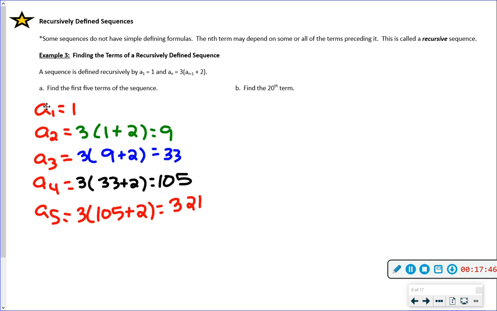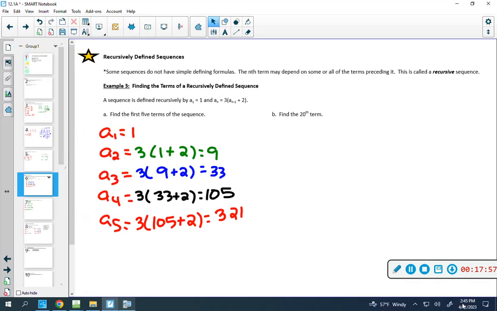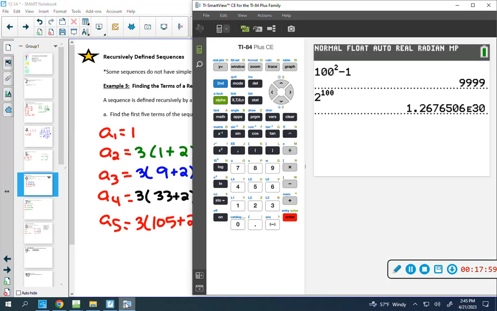How am I doing the 20th term? Because don't I need the 19th term? We probably put it in our calculator somehow. I don't want to write out 19 terms, and I'm pretty sure you don't either. So here's where we're going to have our graphing calculators do some work for us. Let's go. All right, so pull up your calculator. If you have not done this before, let me show you. Let me clean this up.